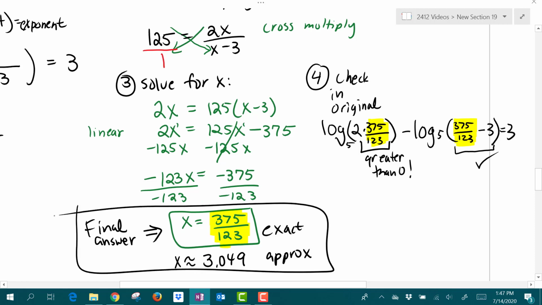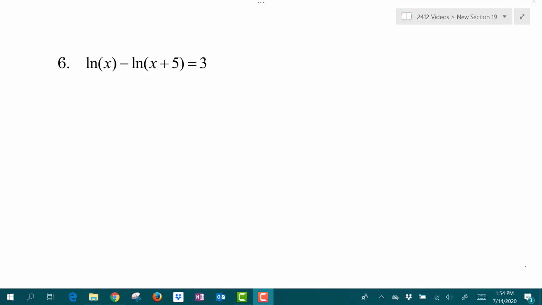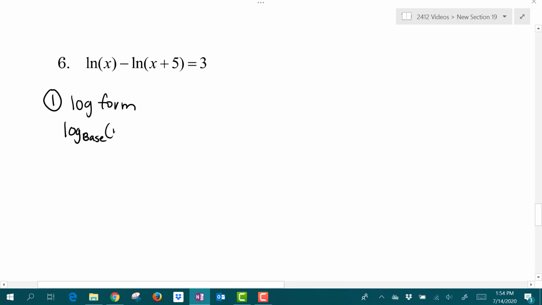Alright, so there's our final answer. For example 6, we're asked to solve this log equation. We're going to go back to step 1 again. We want to make sure our equation is in log form first. So we want 1 log, 1 base, 1 input by itself on one side equals exponent on the other side.